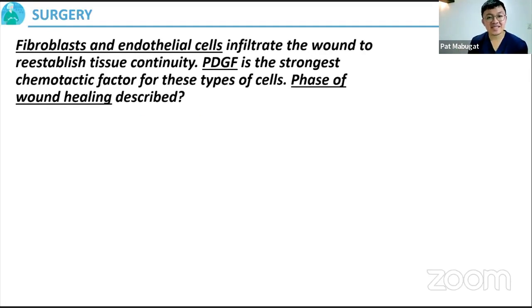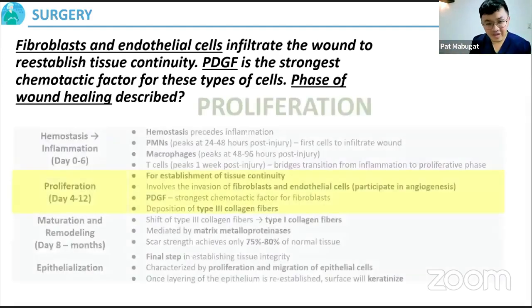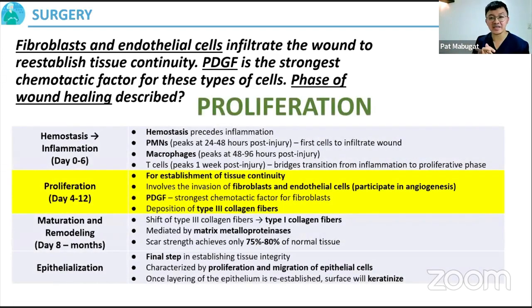Next, fibroblasts and endothelial cells infiltrate the wound to reestablish tissue continuity. PDGF is the strongest chemotactic factor for these types of cells. What's the phase of wound healing described? We actually have 4 to 5 phases of wound healing, depending on which reference you use. Even Schwartz has different numbers of phases, depending on whether it's in the table or in the paragraphs. But generally, we have 4 main groups of phases: hemostasis and inflammation, proliferation, maturation and remodeling, and epithelialization.